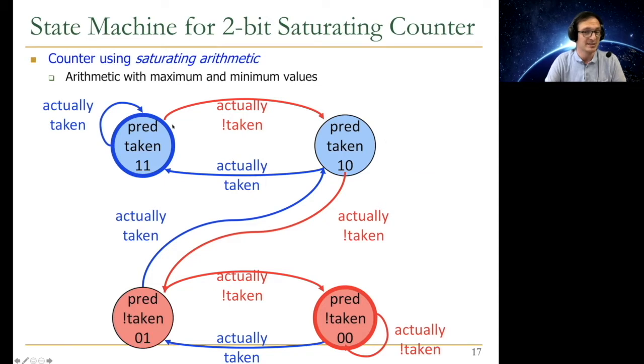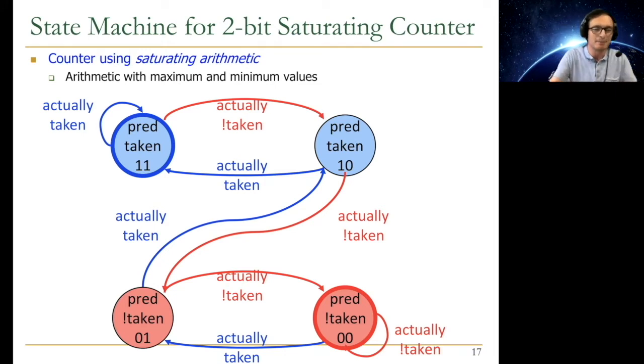So we predict the branch taken in the strongly state here, and then it's actually not taken. We predict the branch taken again, weakly, and then the branch is actually not taken, and then we say, okay, maybe we should predict the branch not taken. And then if the branch is actually not taken, you go to strongly predicted not taken state. And it works symmetrically the other way also. If the branch is predicted not taken strongly, you need to see two opposing outcomes to go back to the predicted taken state, as you can see.